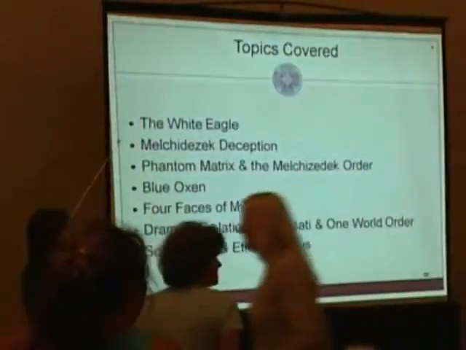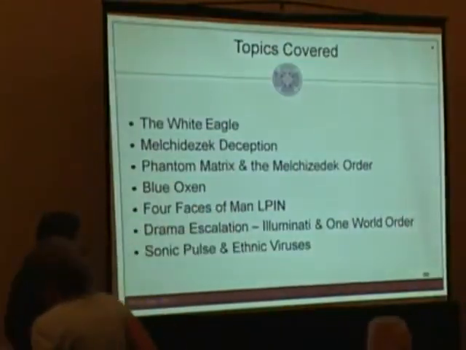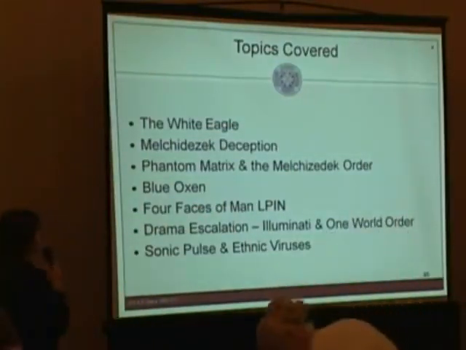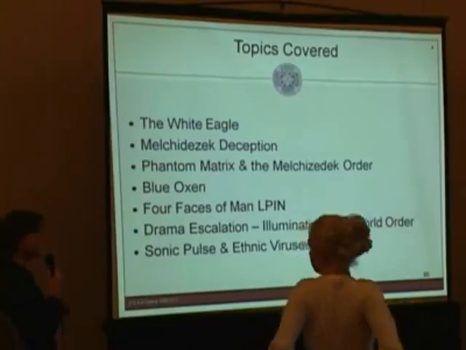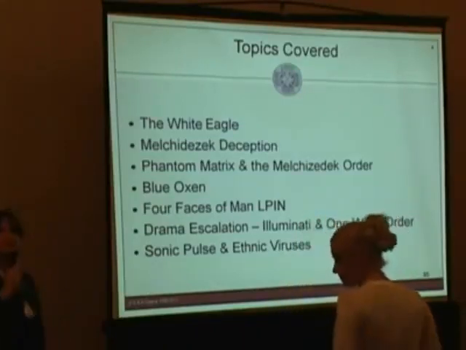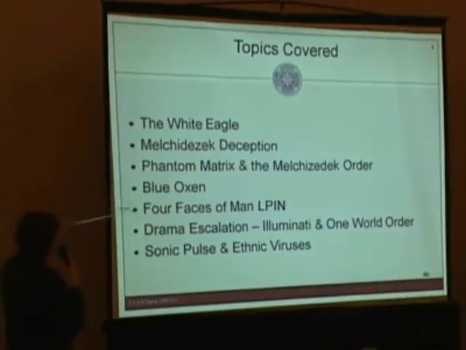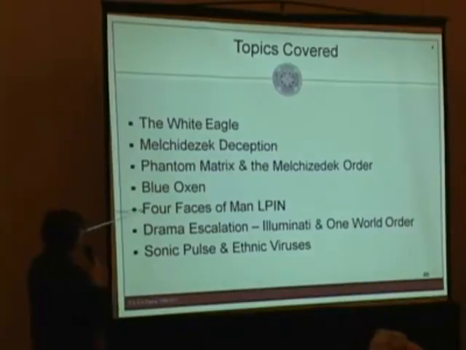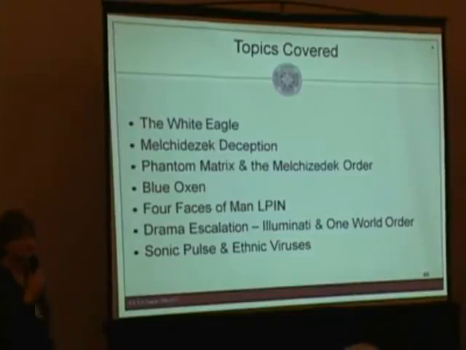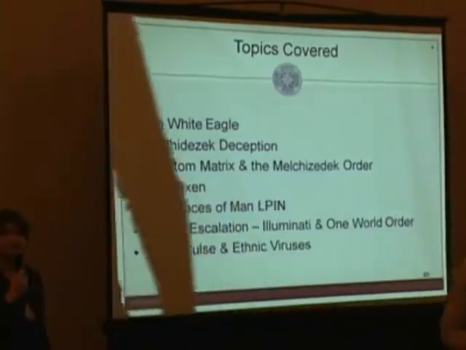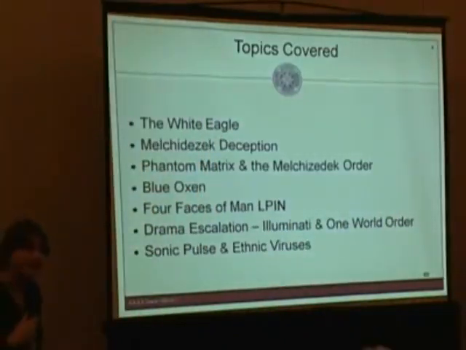So the topics that we are going to cover are the white eagle, the Melchizedek deception, the phantom matrix and the Melchizedek order, the blue oxen, the four faces of man Apin system, the drama escalation and the Illuminati and one world order, and the sonic pulses and virus program.